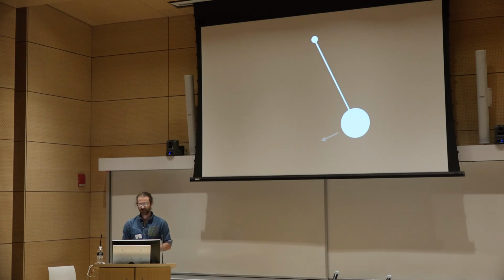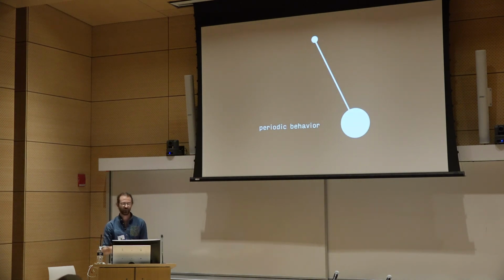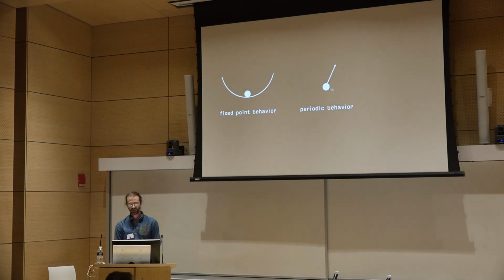Here's another type of dynamic system. We have a pendulum, and we start it off to the right, and we let it swing, and it swings back and forth. And in a case where there's no friction, in an idealized case, this pendulum is just going to swing back and forth for all eternity, and this we call periodic behavior. Okay, so we have two different types of behavior, fixed point and periodic behavior.